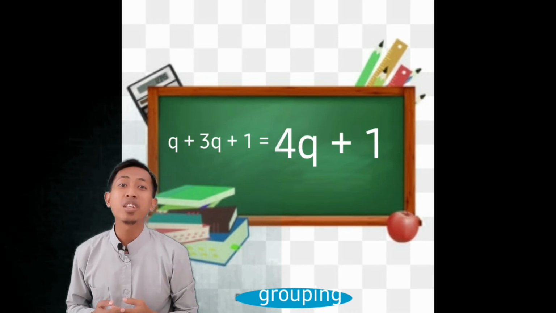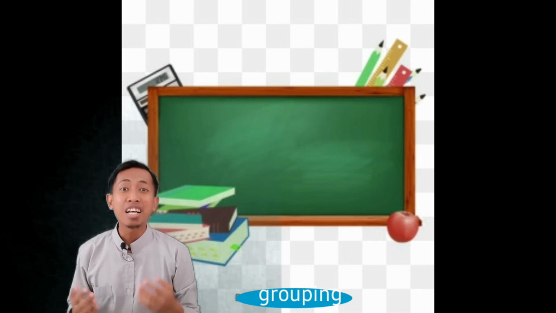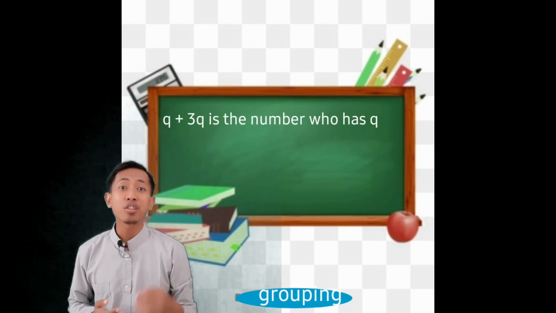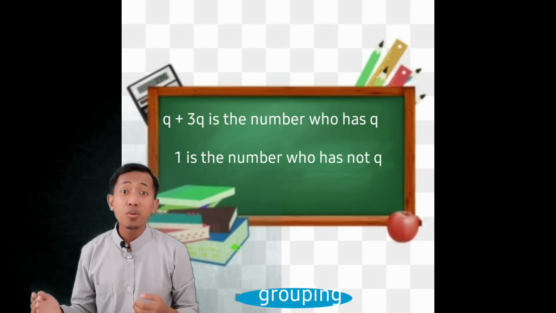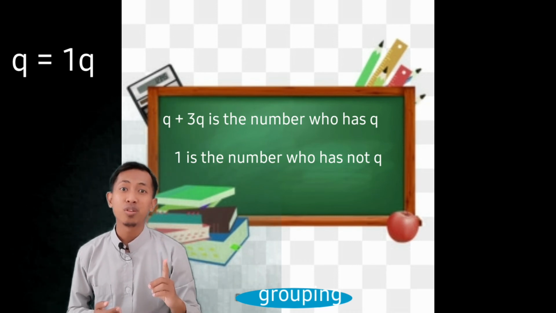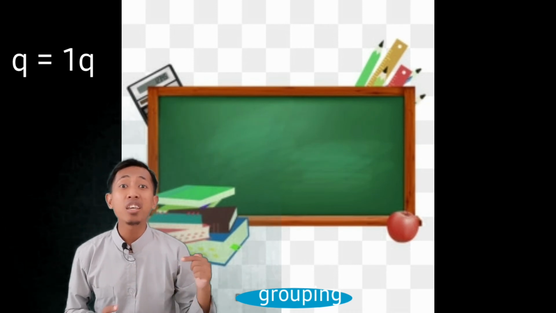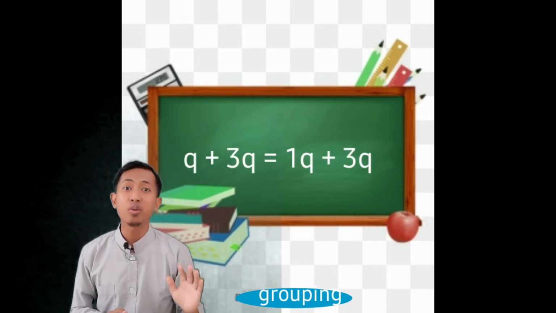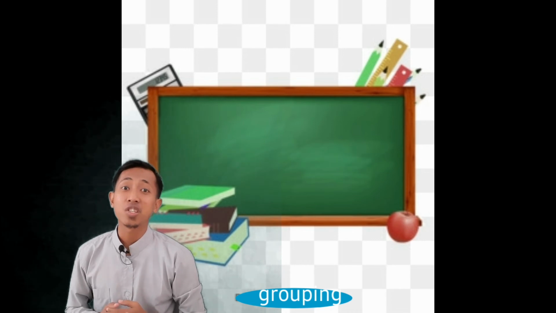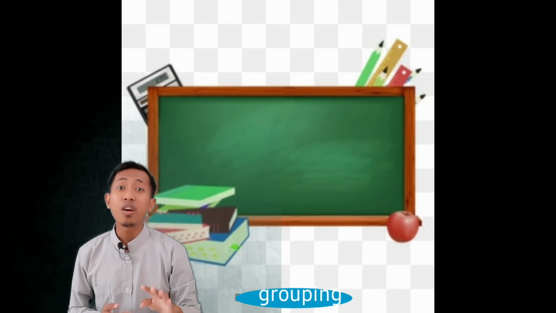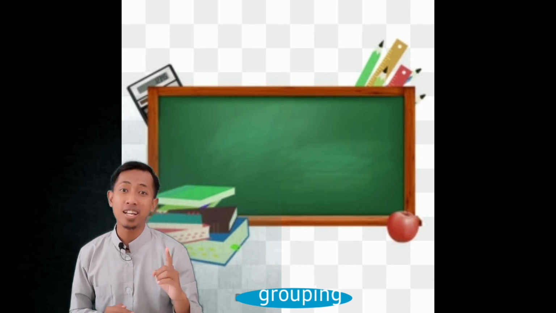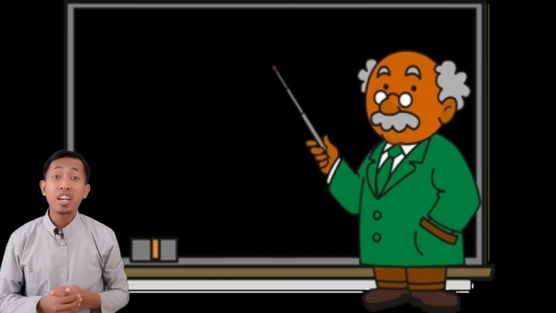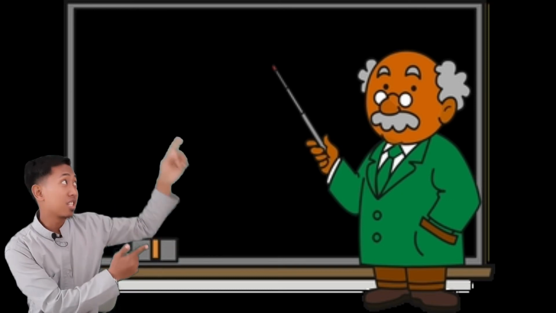We have to group them first: the terms that have q and then the terms that do not have q. q means 1q. So q plus 3q means 1q plus 3q. So the answer is 4q and then don't forget to add 1. 4q plus 1.